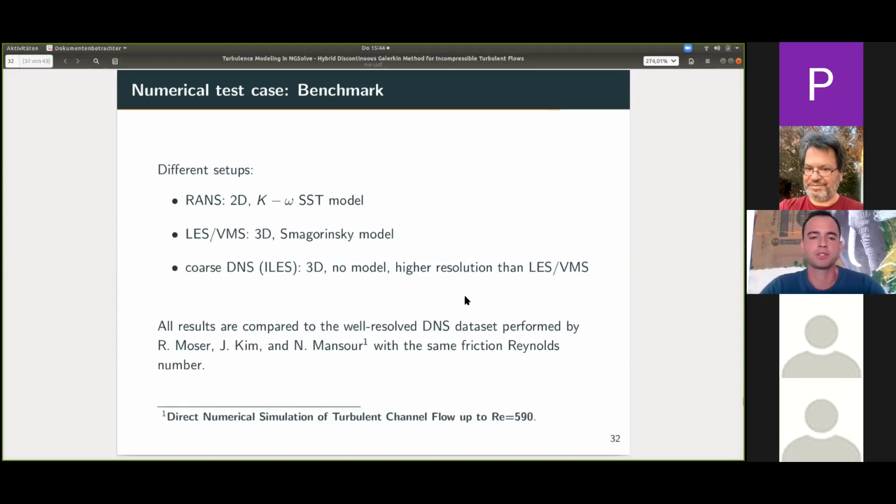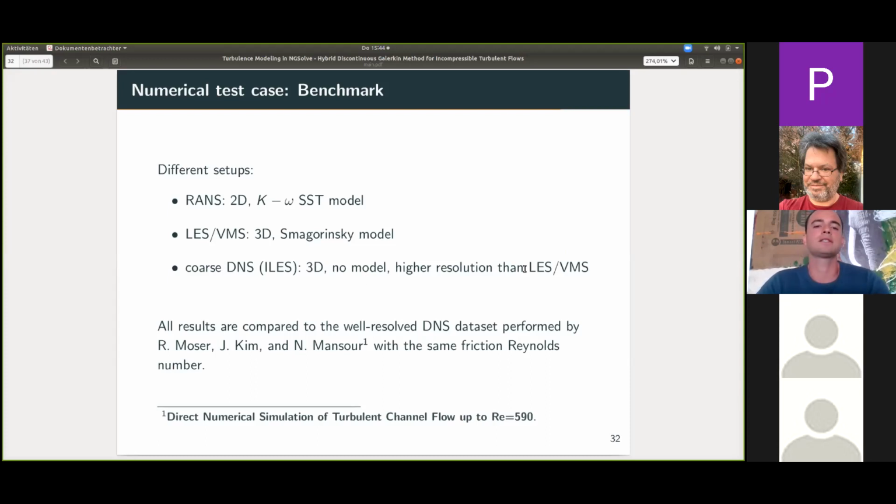The different setups I used in my validation. Firstly, for RANS, we used probably the most sophisticated or the best model for wall-bounded turbulent flows, which is the k-omega SST model. For LES, for VMS, we use this McQuinsky model. And for our coarse DNS or ILES approach, we used no model, but then a higher number of degrees of freedom than in LES and VMS.